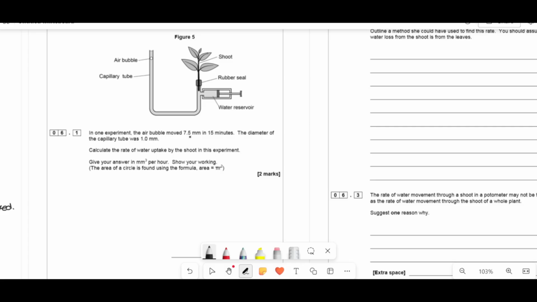So anyway, in one experiment, the air bubble moved this much in 15 minutes. The question says calculate the rate of water uptake and give your answer in millimeters cubed per hour. So remember that this is a tube, right? And it's got a diameter of 1 millimeter, and it's moved a distance of 7.5 millimeters, right? So the volume of a cylinder or any sort of prism-shaped object is the cross-sectional area times its length. So for example, if there's a triangle-shaped one, it would be the area of this times its length. So here, we need to find out the volume of this water that's moved, because all the water that's moved is the volume of water that's taken up.